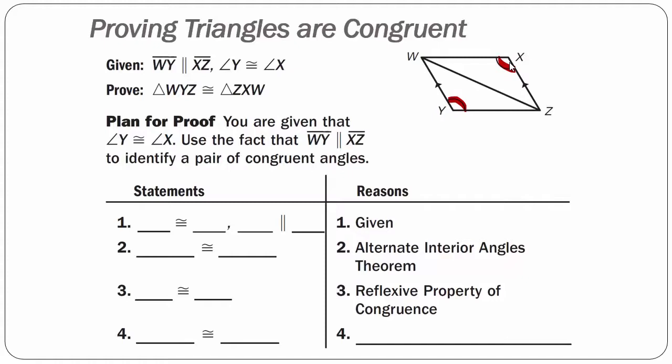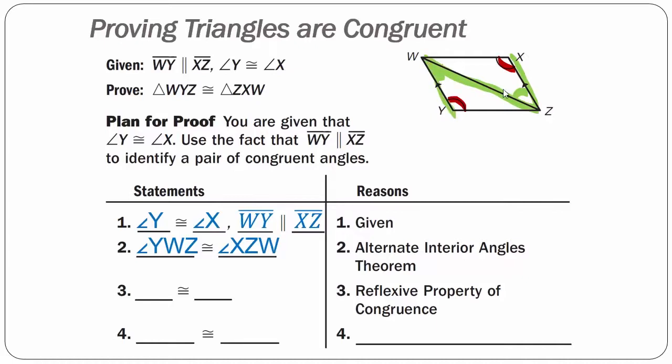Plan for proof. You are given that angle Y is congruent to angle X. Use the fact that line segment WY is parallel to line segment XZ to identify a pair of congruent angles. So let's start by writing down what we're given. We're given that angle Y is congruent to angle X and line segment WY is congruent to line segment XZ. Since I have parallel lines, I can say that angle YWZ, which is this angle over here, is congruent to angle XZW, which is this angle over here, and that's using the alternate interior angles theorem.